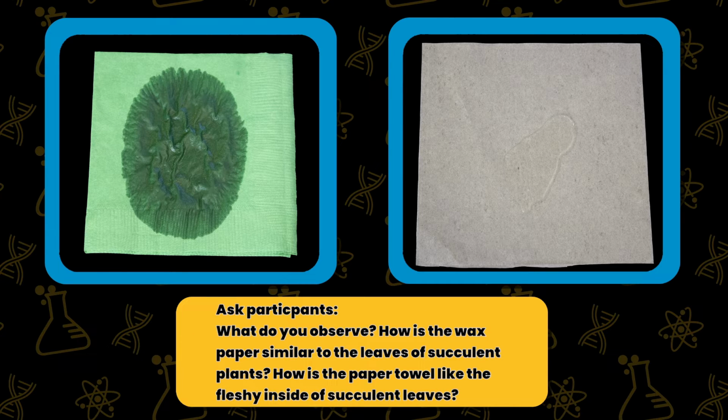Some examples of questions you could ask your patrons while doing this demonstration are, what do you observe? How is the wax paper similar to the leaves of succulent plants? How is the paper towel like the fleshy inside of succulent leaves?